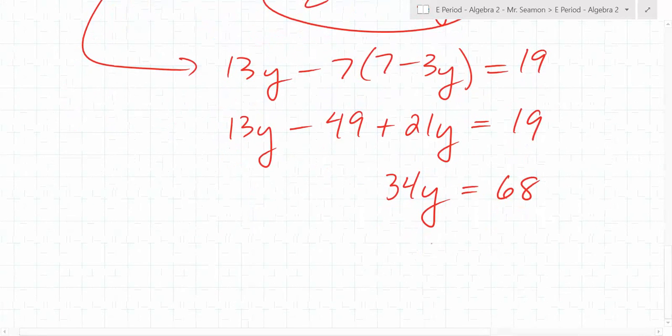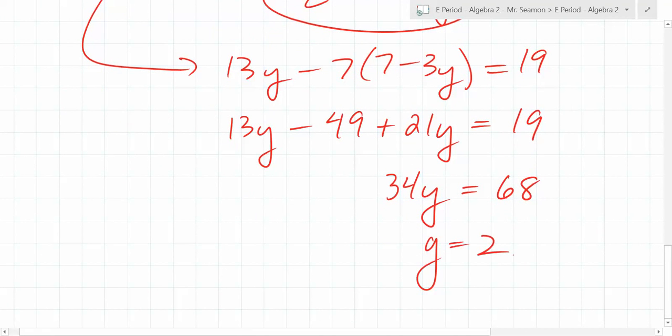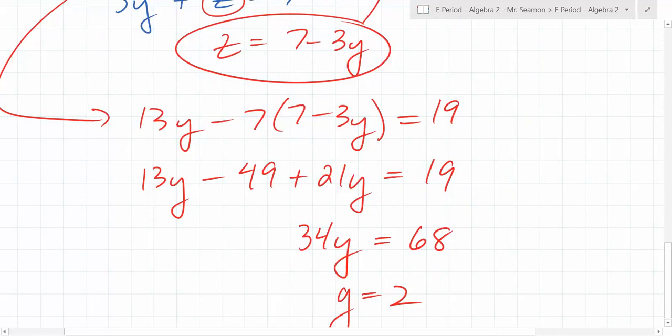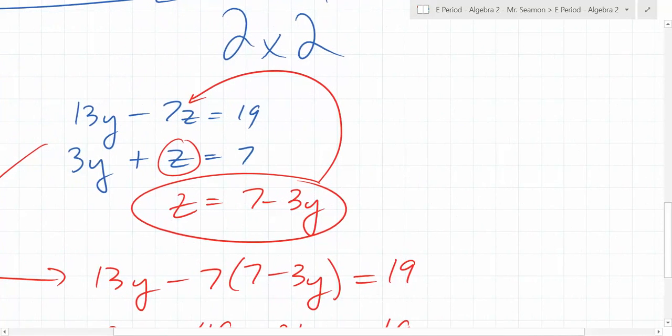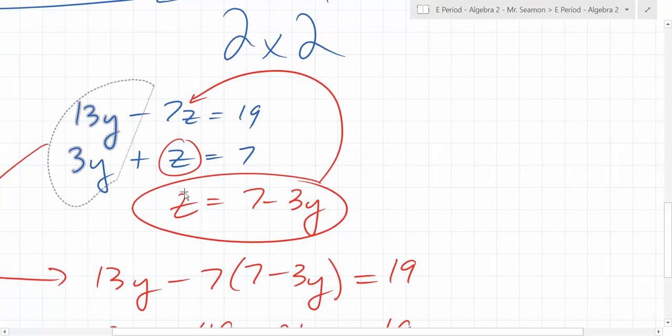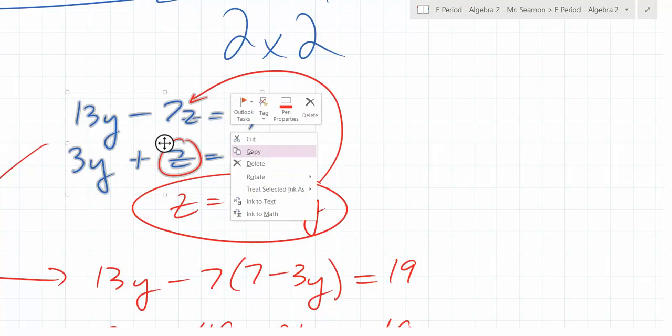68. So what does y equal? Is that a good sign? Yes. Now, that was substitution. Could we do elimination instead? Is that a valid way of doing this? Let's do it with elimination and see what happens.